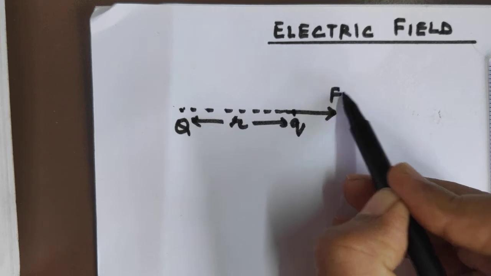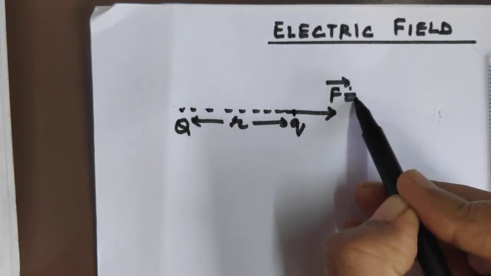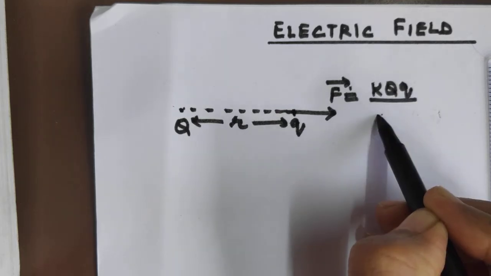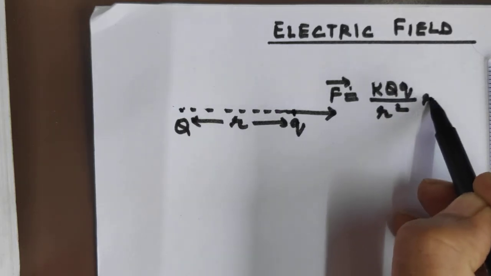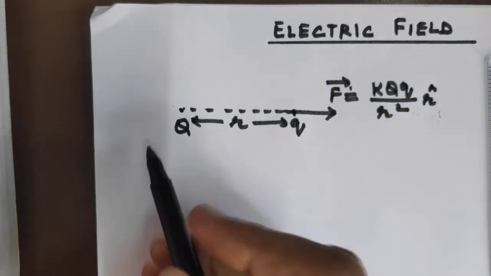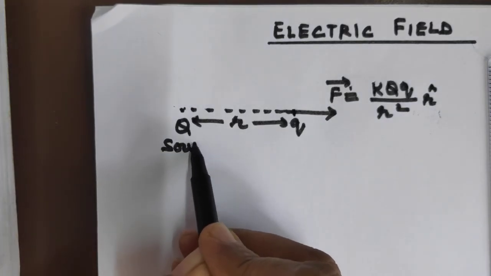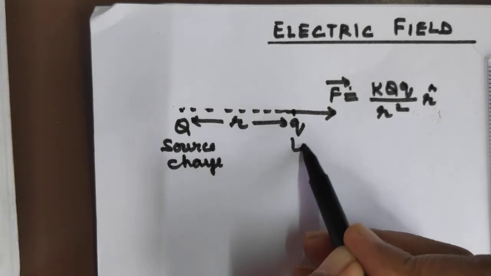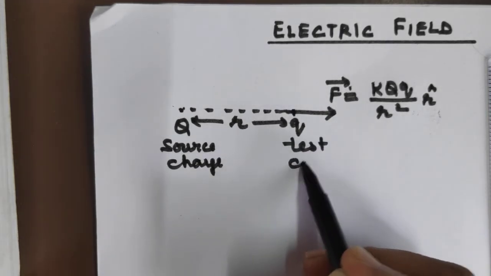So it experiences a force radially outward, which is equal to kQq upon r square, r cap. This is called the source charge, and this one is the test charge.